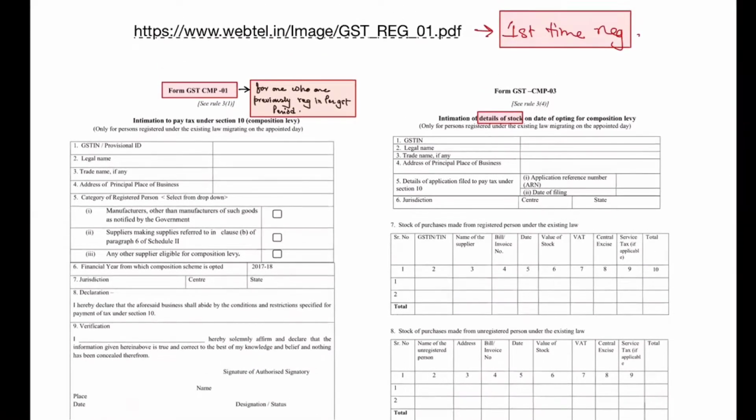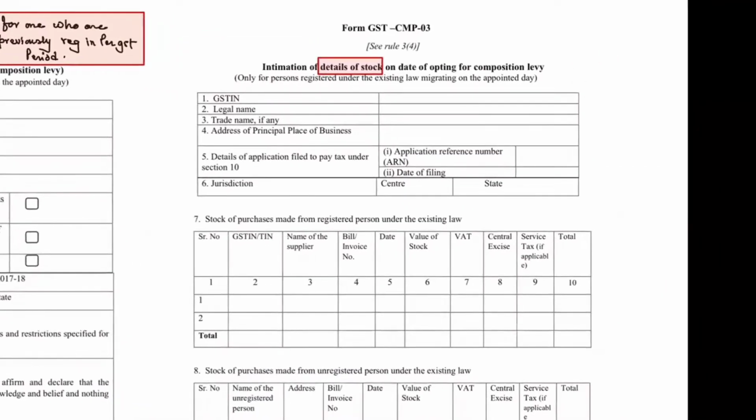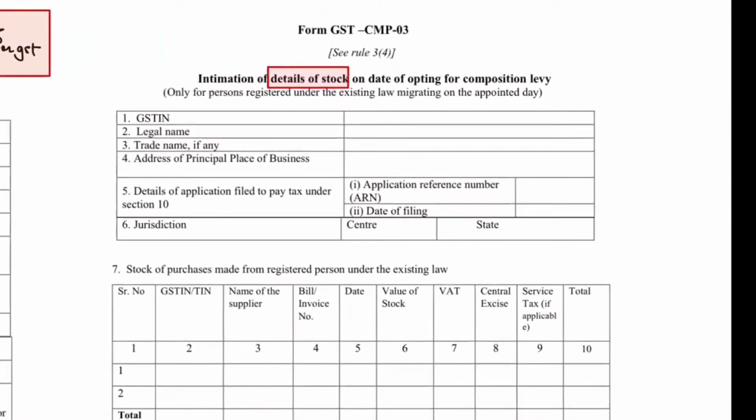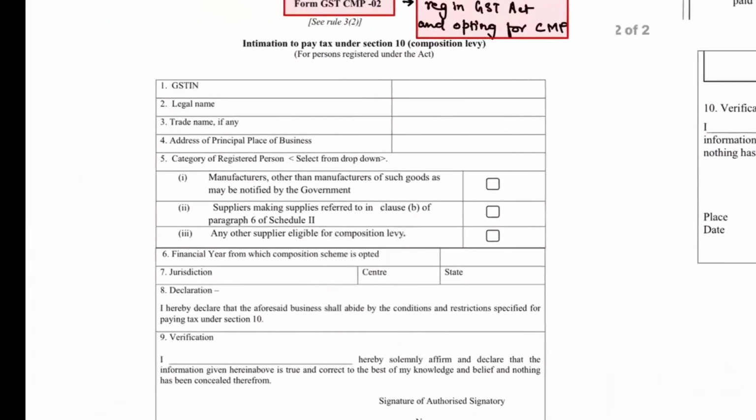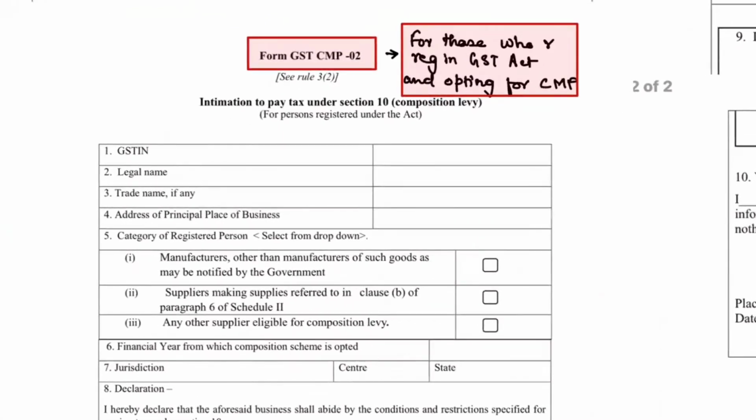Now I told you that suppose someone is already registered under this act and he saw his last turnover, and he came to know about composition scheme. So he went for composition scheme. How will he opt for that? He cannot opt in GST registration form 1 because he's already registered under this act. So what does he have to file? He has to file form GST CMP 02. Correct. CMP 02 is for those who are registered in this act and opting for composition scheme.